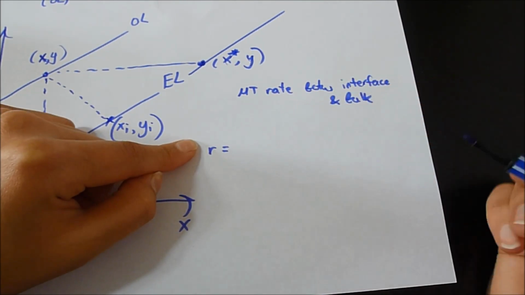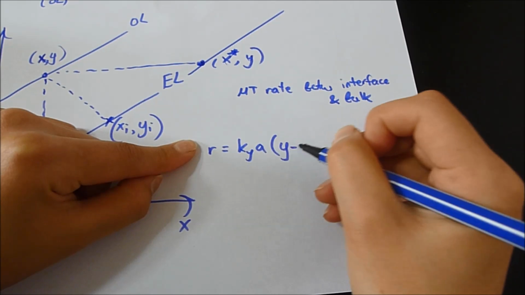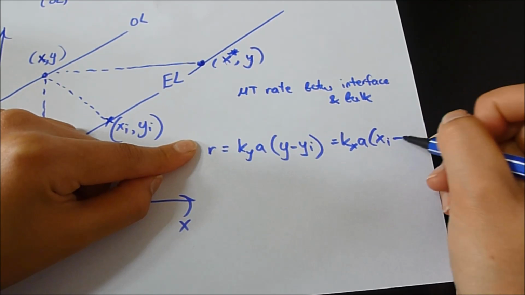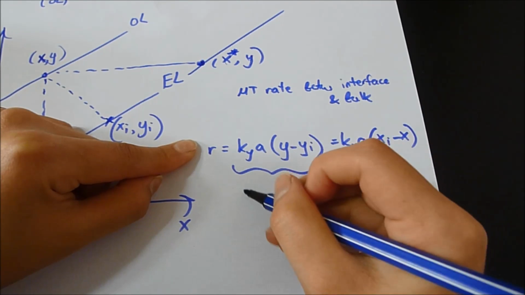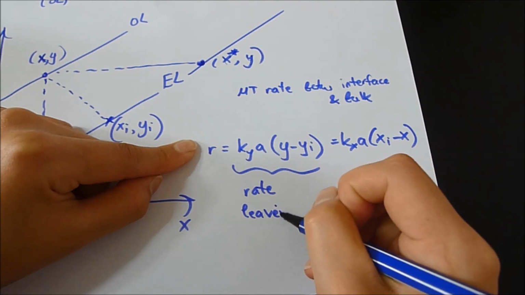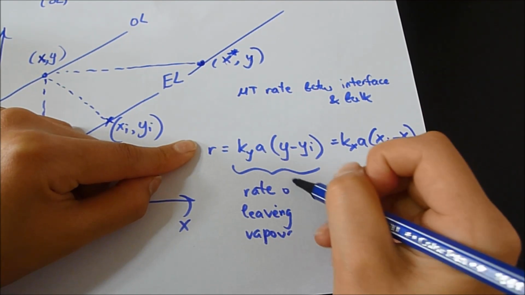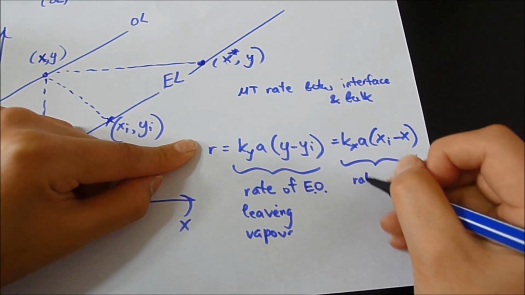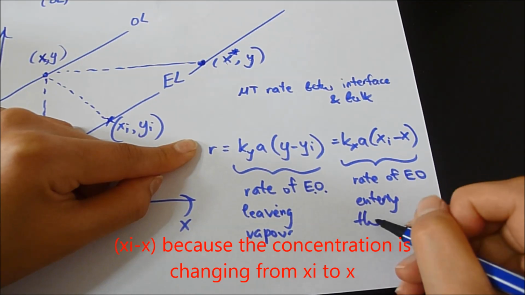So our mass transfer rate is equal to small kya times y minus yi equals small kxa times xi minus x. So this is the rate that is leaving the vapor, rate of basically the ethylene oxide, and this is the rate of ethylene oxide entering the liquid.